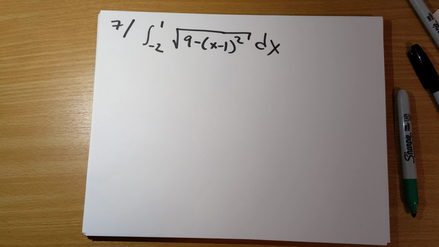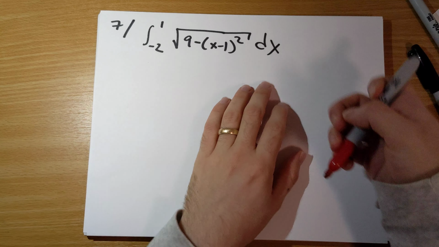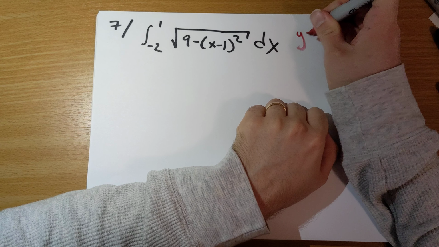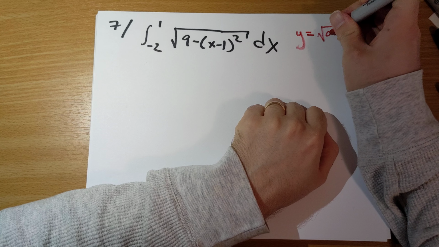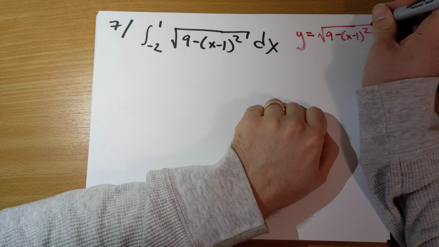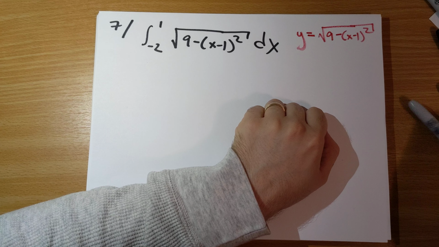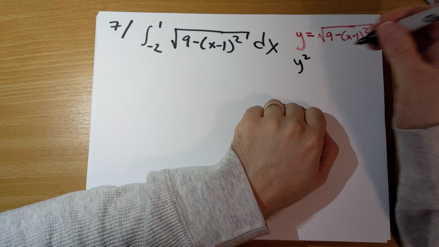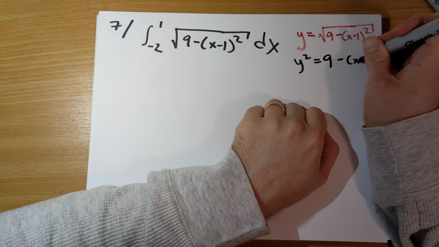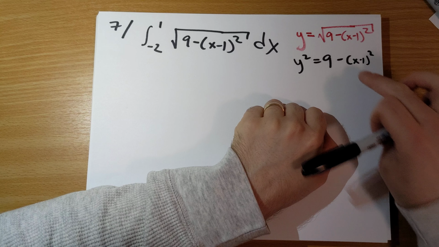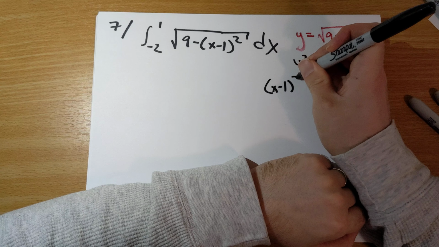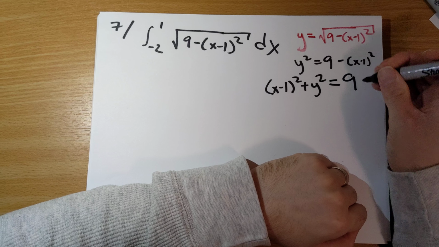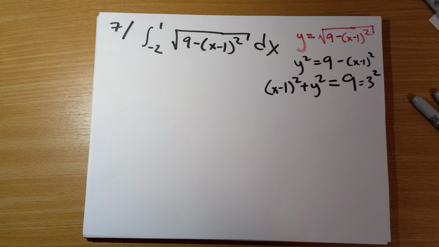Okay, problem number 7 here. Consider this integral below. Evaluate this without using Riemann sums or the fundamental theorem of calculus. The hint is to try graphing the integrand here. Y is equal to the square root of 9 minus x minus 1 squared. Let's try plotting this. Squaring both sides gives us y squared is equal to 9 minus (x minus 1) squared. And moving the x term to the other side, we have x minus 1 squared plus y squared is equal to 9, and 9 is 3 squared.